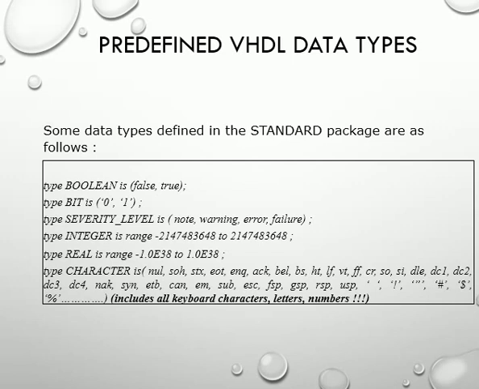Here are some examples of these predefined VHDL data types. You can see type boolean, and how it is declared: type boolean is, and in brackets its possible values, false or true. Then type bit is, with values specified in single quotes, 0 and 1. So these are the different examples of how we declare data types in the standard package.